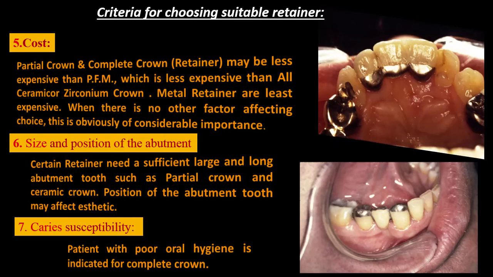Size and position of abutment. One certain retainer needs a sufficiently large and long abutment tooth such as partial crown and ceramic crown. Position of abutment tooth may affect aesthetic. الفقرة يمكن معروفة يعني بال 3/4 you have to have or partial coverage you have to have a bulky and sound tooth. Okay, the position of the tooth with an anterior procedure definitely will affect the aesthetic وبعدين تأثر على selection. Caries susceptibility, patient with poor oral hygiene is indicated for complete crown. طبعا لأن الكيري سهولة يصير عندنا complete crown better than partial coverage.